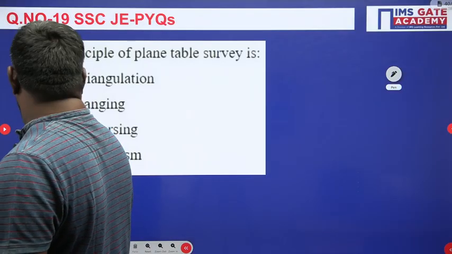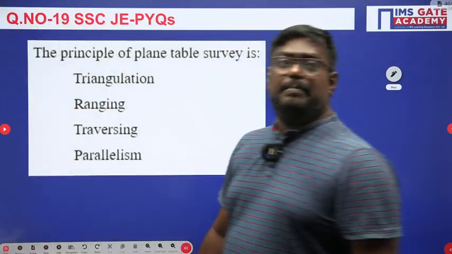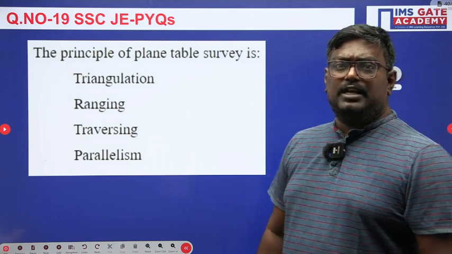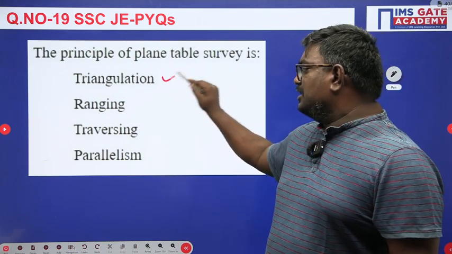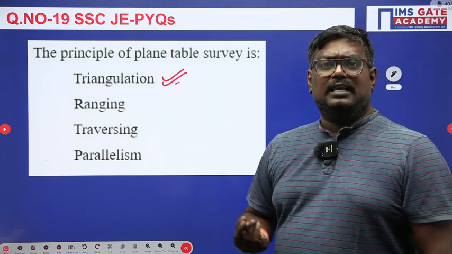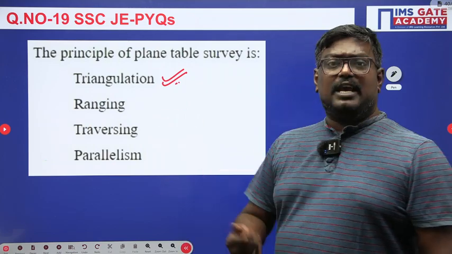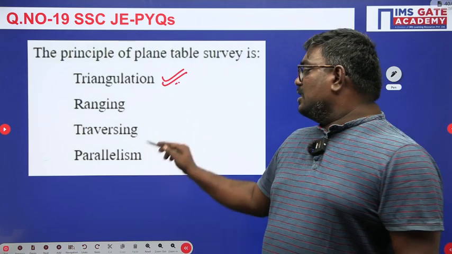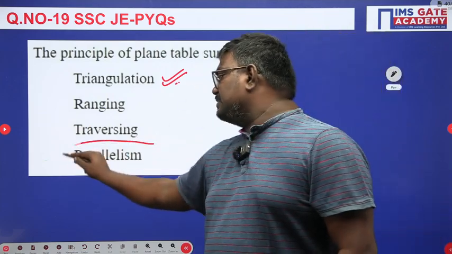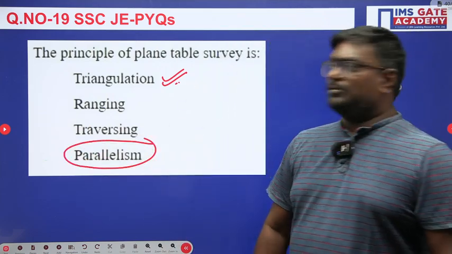Okay. Now, the principle of plane table surveying. Now, see students, usually the principle of chain surveying is triangulation. Ranging means you are sighting, and we will have ranging also. And traversing means a group of survey lines connected together. But the principle of plane table surveying is nothing but parallelism.